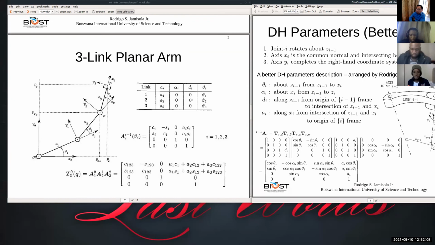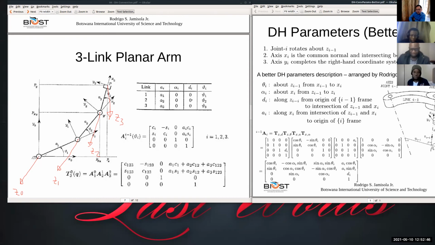So let me do it again. Your Z will be here. Okay. All the Z will be the axis of rotation. Then we say the last one is just parallel to this one. Okay. So now this is your Z0, Z1, Z2, and Z3. Okay. So Xi is common normal and intersecting to both Zi and Zi minus 1. So where is your Zi?